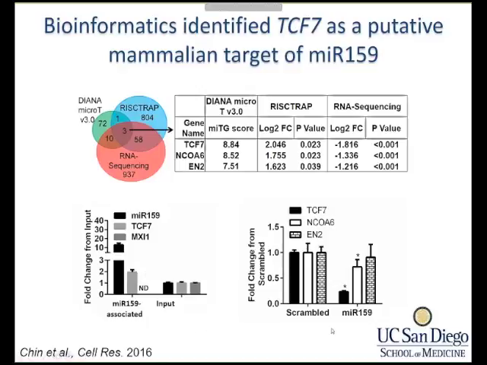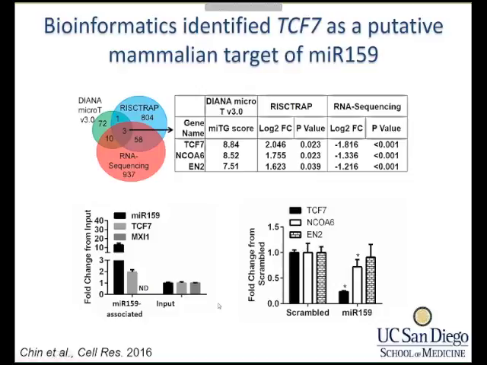We further confirmed that 2 of the 3 genes showed downregulation by synthetic miR-159 when we repeated the synthetic microRNA transfection in different cell lines. Among the 3, we further focused on TCF7, which gave us the greatest fold reduction in all cell lines we have tested.